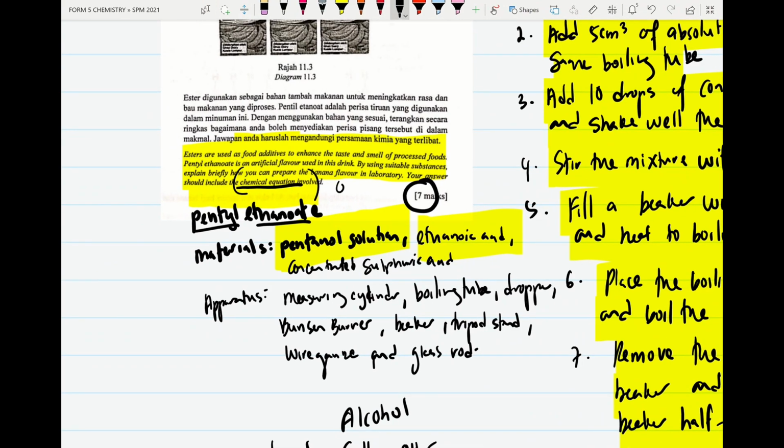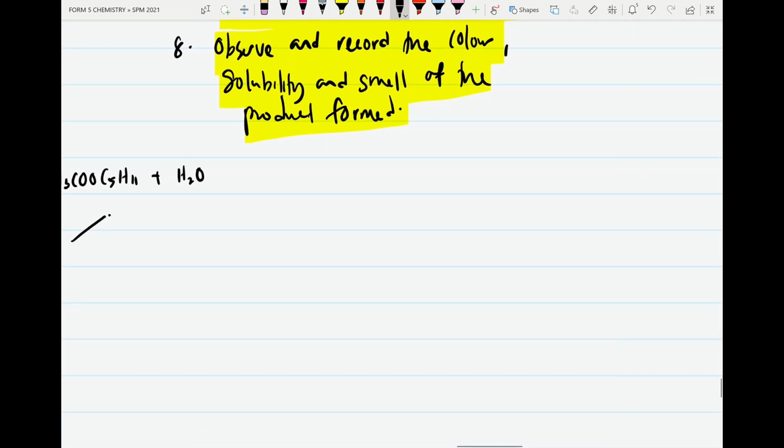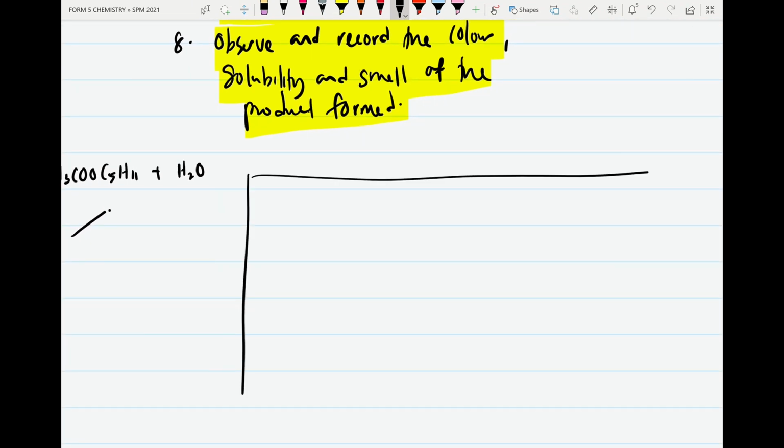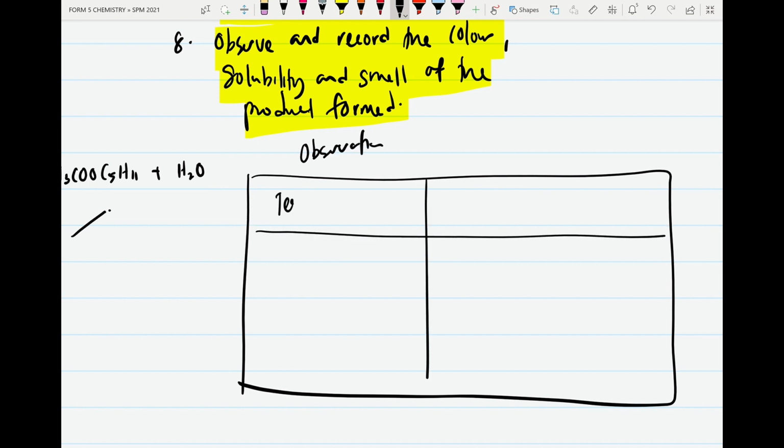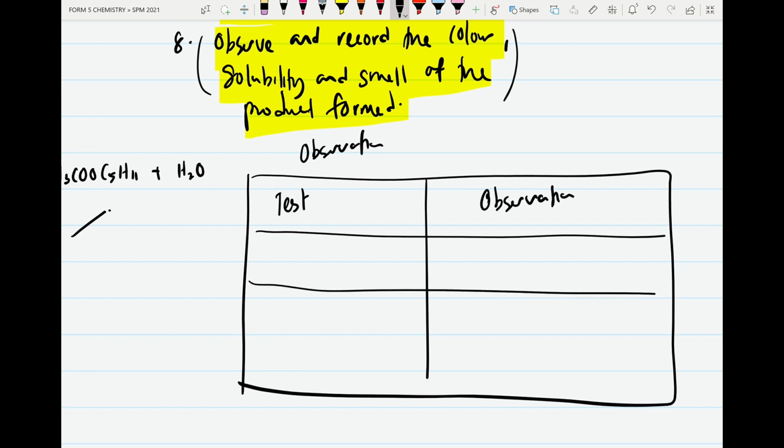If let's say in this question they want the observation, so try to do a table and describe the observation. So here I put observation. So I put here the test that we describe. Point number 8, test, and here I put observation. The first test that we do is the color, so I put here color. It will form a colorless liquid.